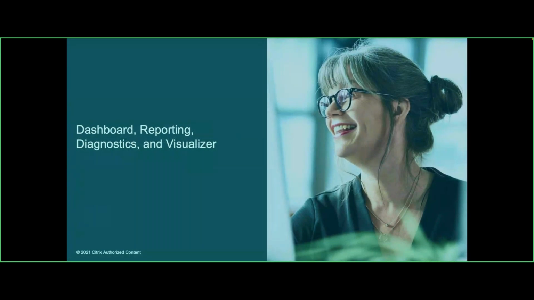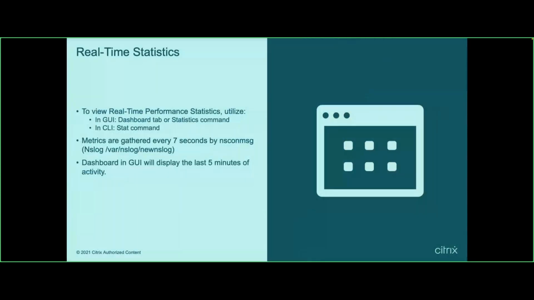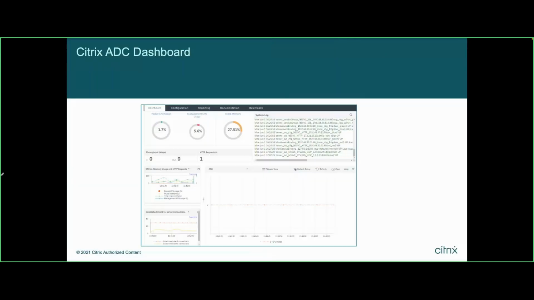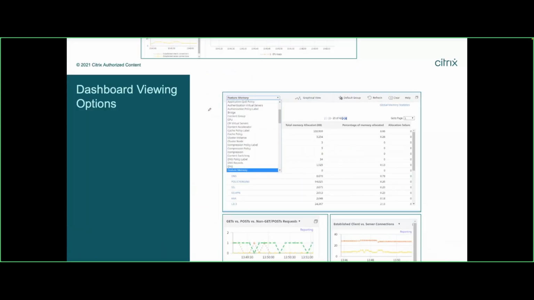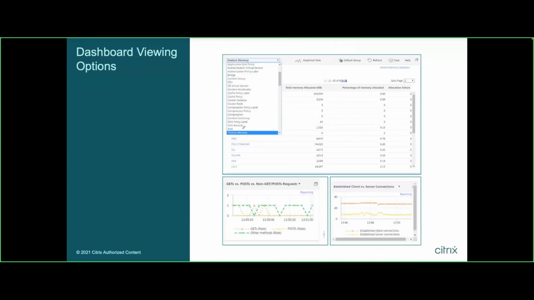And this is the best one, the dashboard. You can use this dashboard and see your system log in real time. You can see the packet CPU usage, management CPU usage, in-use memory. You can change the CPU versus memory usage, HTTP. You can change all the options from here, including client side versus server side connections. When you go under reporting, you can change all these features: DNS, DNS records, policy labels, compression. All these options are there, and you can look at what's happening.